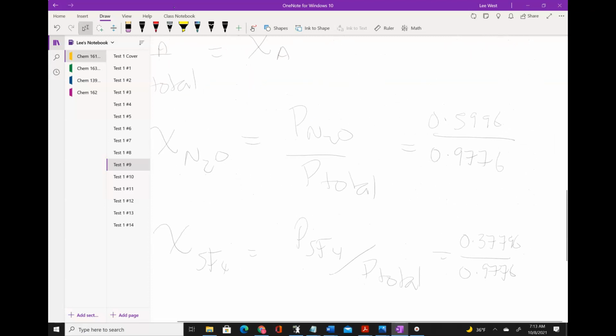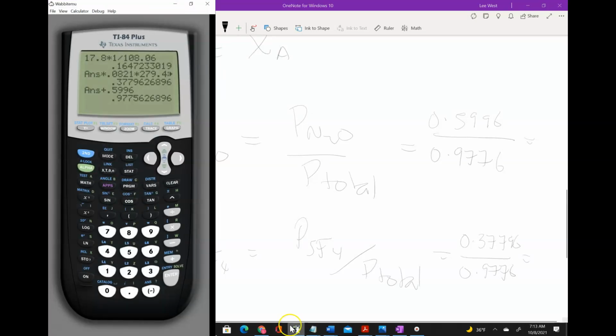The key thing to remember was your two mole fractions should always be numbers less than 1, but when you add the mole fractions together, they should add up to 1. So this first one is pretty easy, 0.5996 divided by that previous answer, and I got a number less than 1, so 0.613. Remember, I can just round off at 3 sig figs because I'm not going to do anything more with this. This is my final calculation.